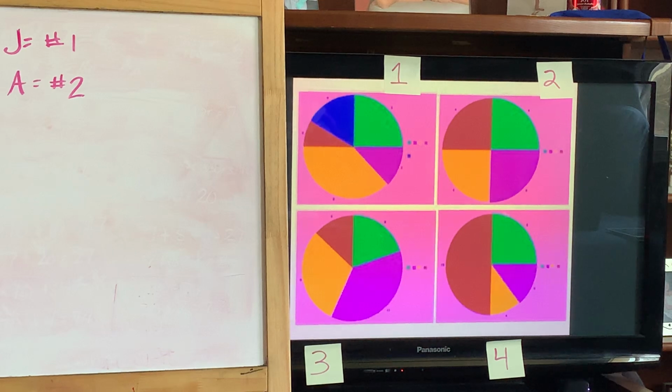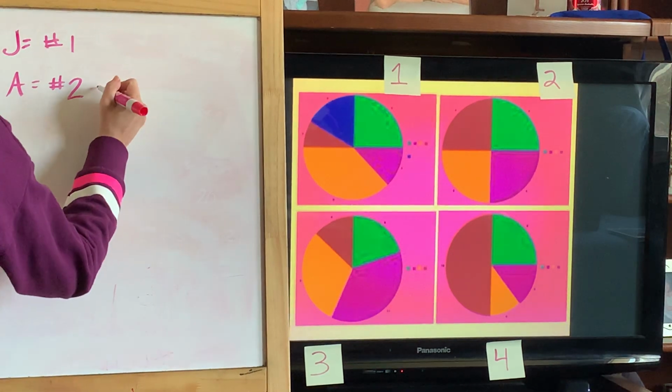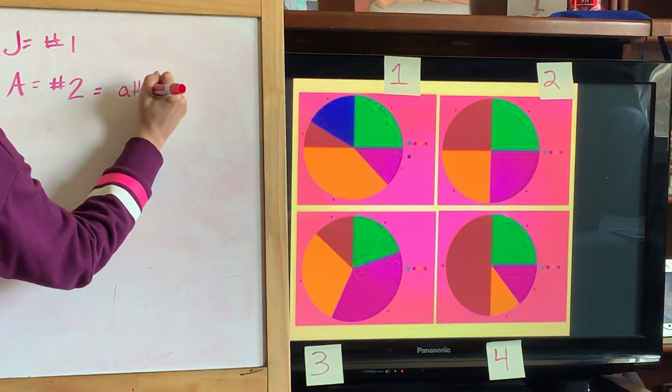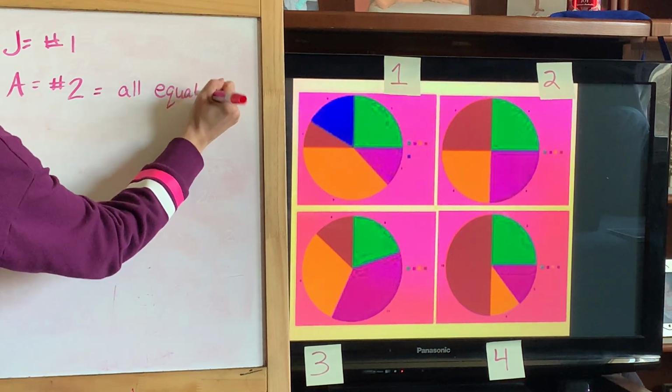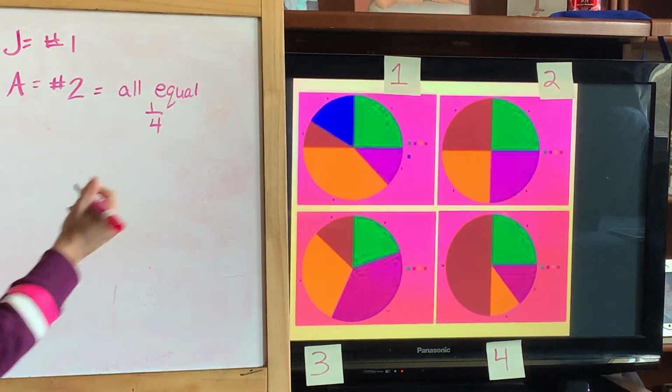For number 2, all of them except number 2 are uneven, but number 2 they're all equal. Like half, so 25% for each. Okay. Can you talk about those in fractions for us? Oh yeah, these are 1/4 for number 2. Okay. So she's saying in number 2, all the fraction pieces are equal, 1/4. So all of them are the same.